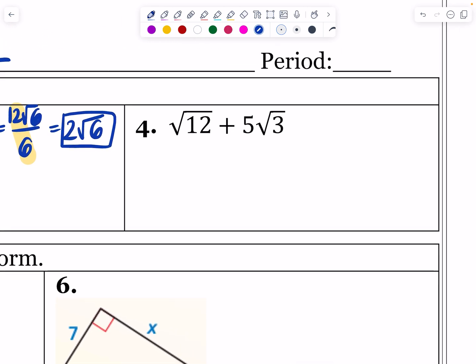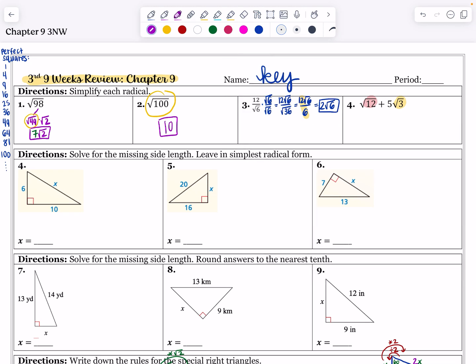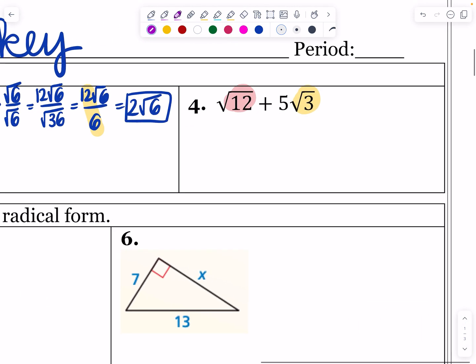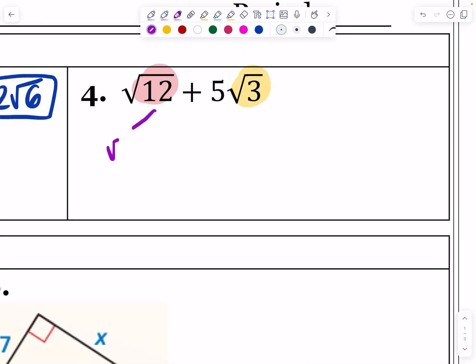Number 4, this says root 12 plus root 3. Currently, those are not like radicals, so I cannot add those together. But I can simplify root 12. What is a perfect square factor of 12? I'm going to start here and go up the list. My first and my biggest perfect square factor is going to be root 4. And so I can break this root 12 down into root 4 times root 3.